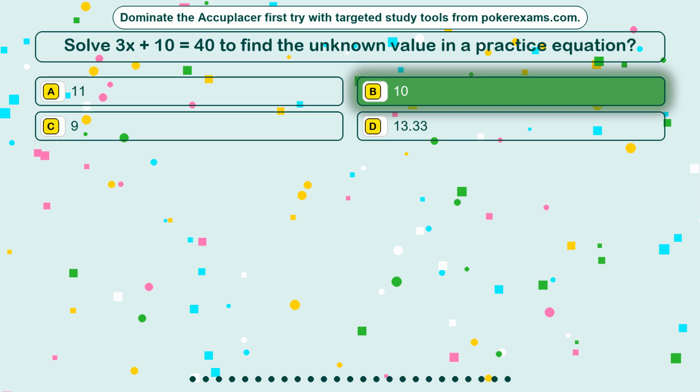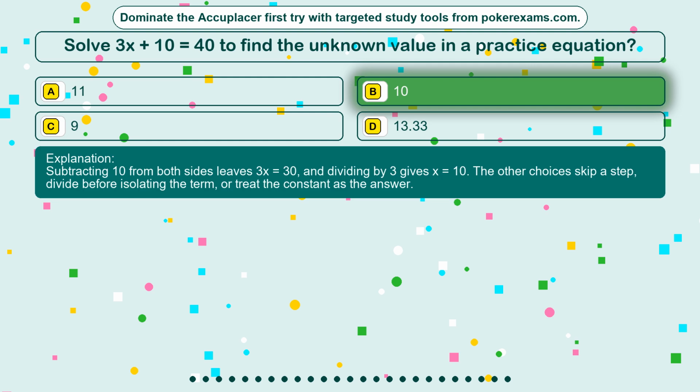The correct answer is option B, 10. Subtracting 10 from both sides leaves 3x equals 30, and dividing by 3 gives x equals 10. The other choices skip a step, divide before isolating the term, or treat the constant as the answer.